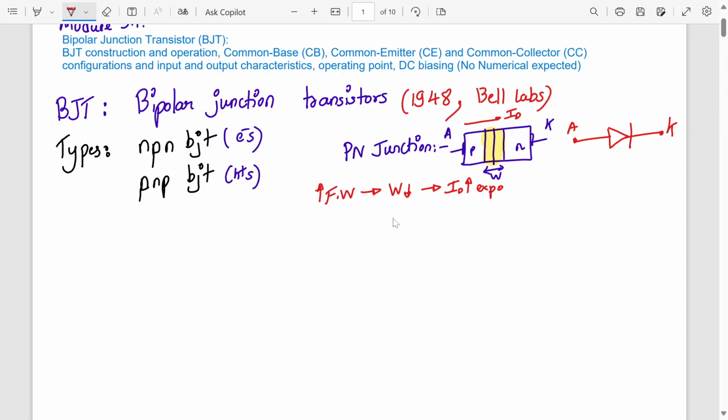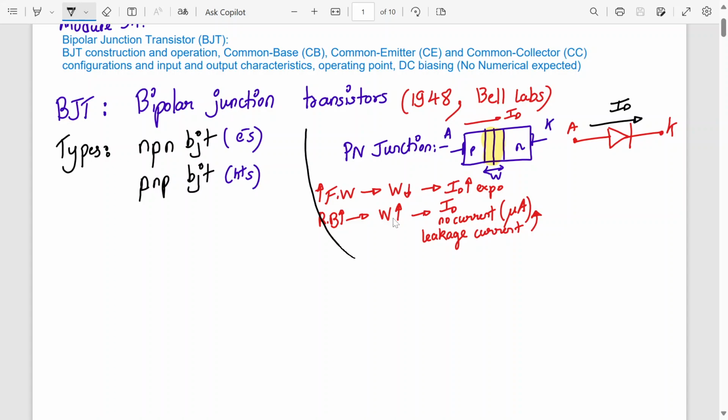And if I apply reverse bias and I increase my reverse bias, what will happen to W? The depletion region width will widen and widen, and my current will be non-existent. No current will flow. Of course, in practicality a small current will flow, in microamperes. This is called leakage current or saturation current. That's why we say that in a PN junction we have current only in the forward direction, not in the reverse direction. It's not allowed. Alright. I think this much background you all know already, right?